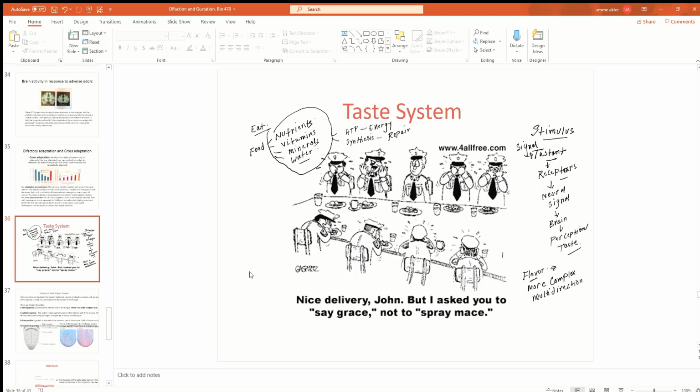So for energy, for repairing, and also for maintaining the chemical balance, you need to eat.